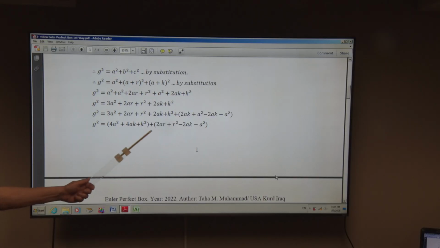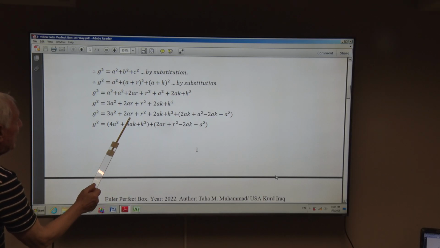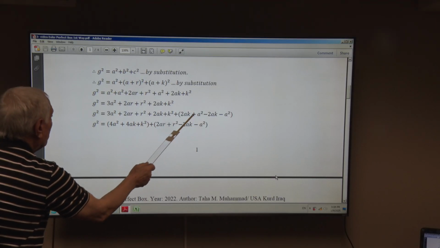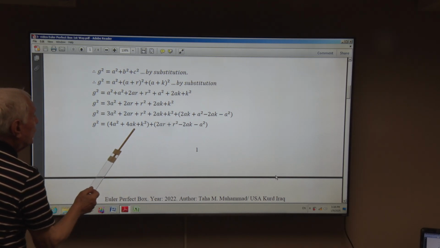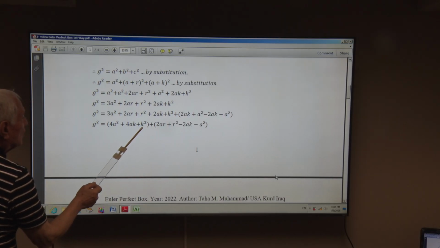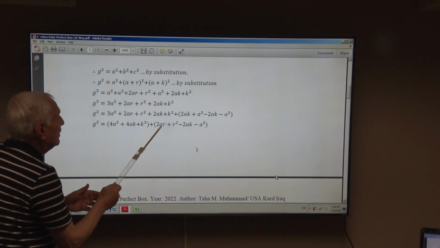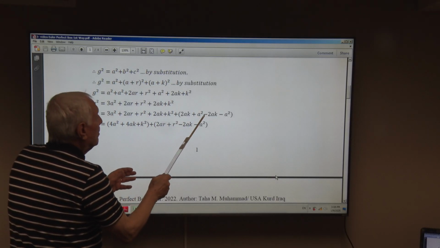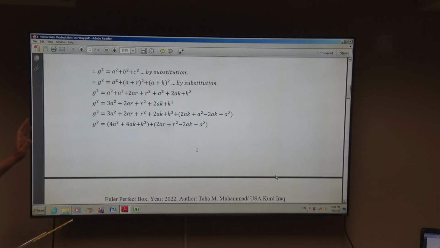Now, this one will be 3 plus 1, so A there becomes 4A squared. 2AK and 2AK is 4AK. And K squared is K squared. Plus another parenthesis. What is left? 2AR left, R squared, and what? Minus 2AK and minus A squared. Clear? Okay.